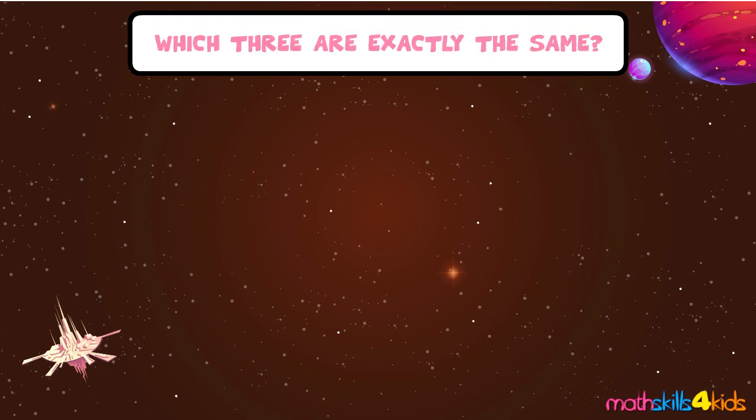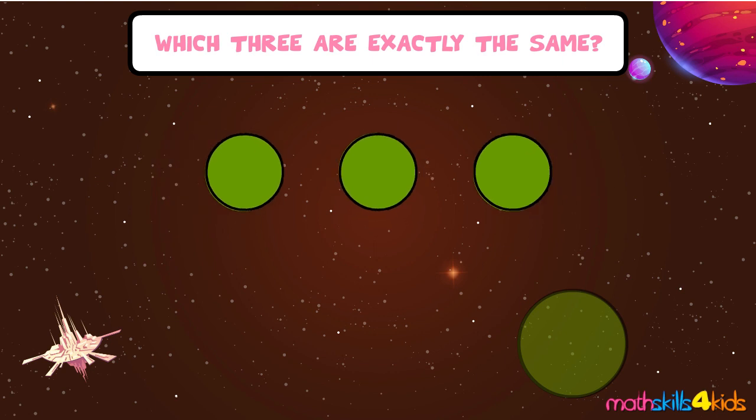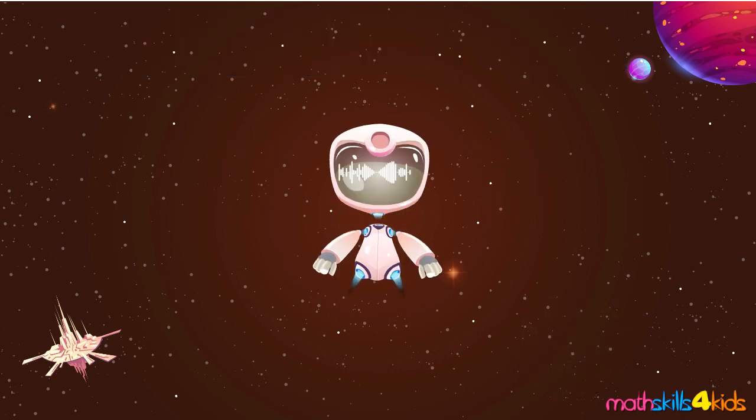Which three are exactly the same? Here, we can see that the shapes that are exactly the same are these small circles because they have the same size. The one that is not exactly the same is the big circle. Good.